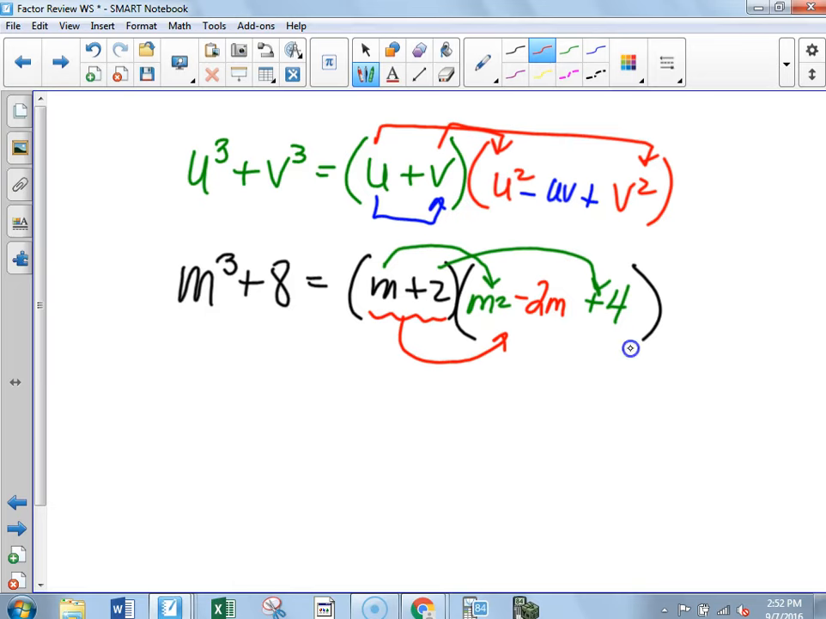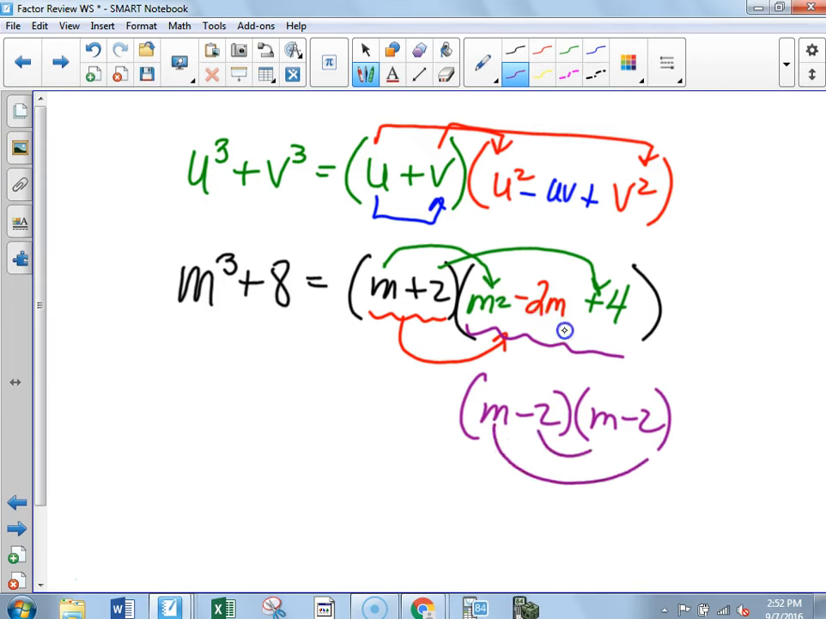Now, some of you are going to look at this second parenthesis back here and think this should factor further. Okay? Does it factor m minus 2, m minus 2? That would give us an m squared and a plus 4, but in the middle we wouldn't get a minus 2m, right? As long as this was simply the difference of two cubes with no common factor, it won't ever factor any further than this pattern.